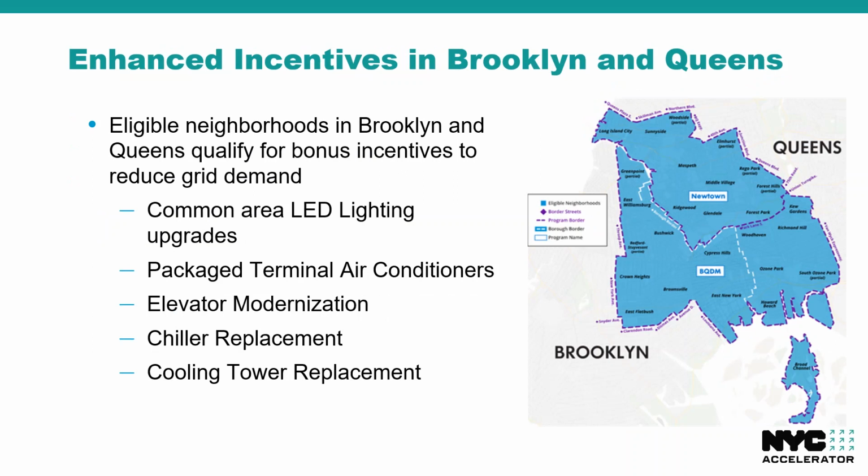In specific areas of Brooklyn and Queens, there are enhanced incentives available for lighting retrofits and other electric energy measures to reduce grid demand. These bonus incentives are available in neighborhoods shown on the map, spanning from East Flatbush in Brooklyn all the way to Kew Gardens and South Ozone Park in Queens. If your building is located in one of these neighborhoods, you might be eligible for a free or near free lighting retrofit.